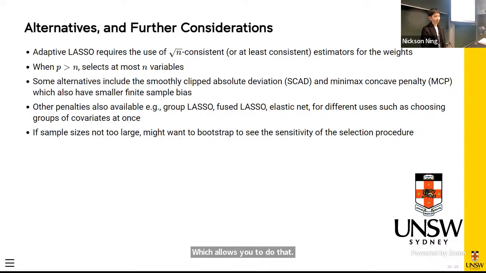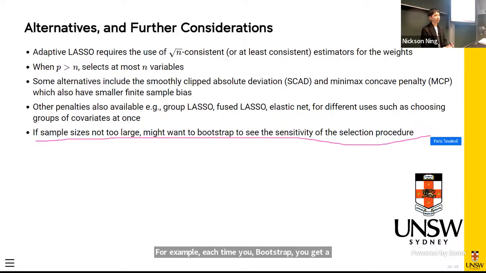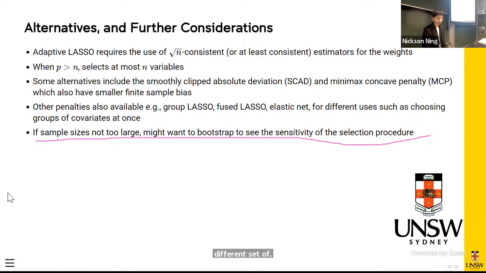And then finally, all those good properties I talked about, the adaptive lasso does rely on having a decent sample size. So if you have a pretty small sample size, you probably want to do some bootstrapping, for example, to see how sensitive your selection procedure is. So if each time you bootstrap, you get a different set of important variables, then that's probably not a very good sign. Yeah, you're kind of in trouble. And you can ask me about that later if you're curious.